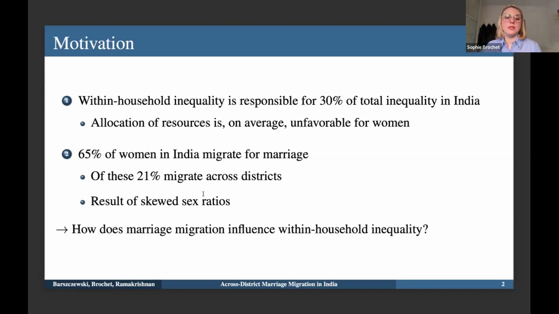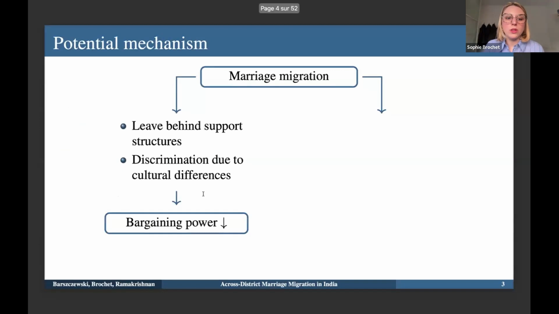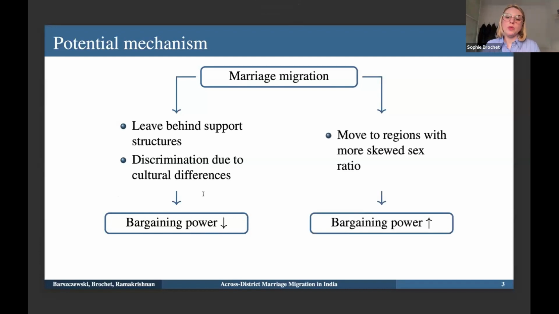So the question that we ask is, how does marriage migration influence within-household inequality? And we think that this could go two ways. On the one hand, these women who migrate have to leave behind their support structure. They have to go far away from their family, and they also move to a place where they could face discrimination due to a different culture, and where they could also struggle to fit in at first because they don't speak the language. These things would negatively affect their bargaining power, so that would increase within-household inequality. On the other hand, they tend to move to districts that have more skewed sex ratios, so to districts where women are more scarce. And we think that this could also increase their bargaining power, so that would maybe affect within-household inequality positively. In the end, what we want to figure out is which of these effects actually dominates.